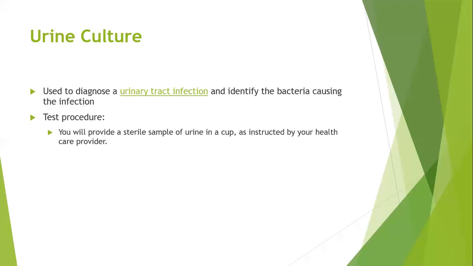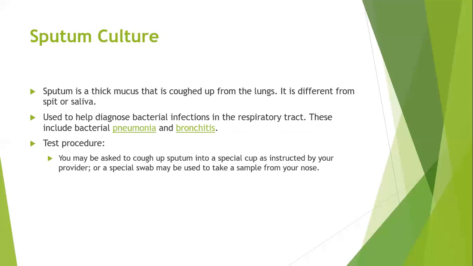For that, the person is asked to give a sample of urine in a cup, so they can check whether there is some infection in the urinary tract or not. Then they do a sputum culture. Sputum is a thick mucus that is coughed up from the lungs. It is different from spit or saliva. This type of test is used to check whether a bacterial infection is in the respiratory tract, which can include diseases like pneumonia and bronchitis.